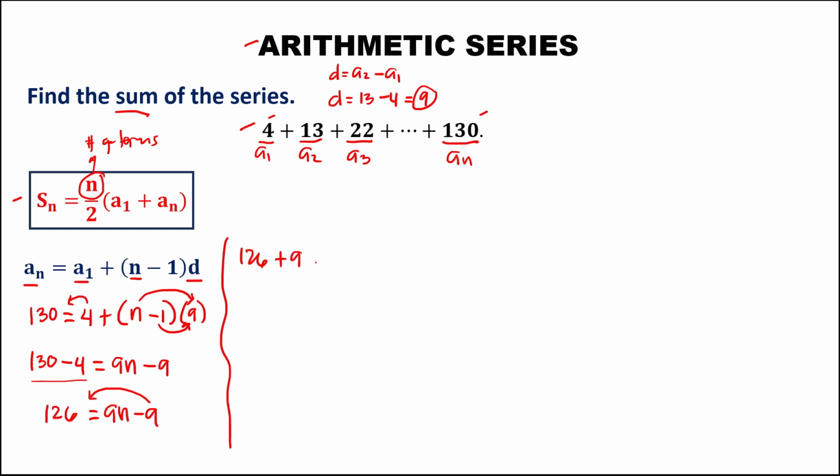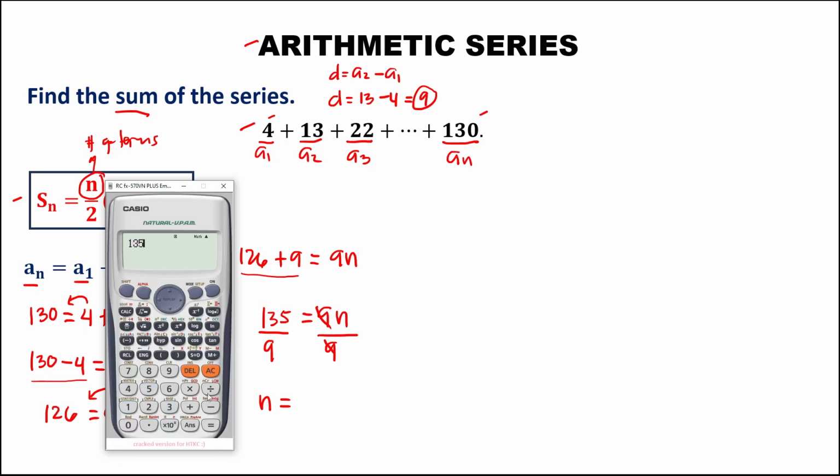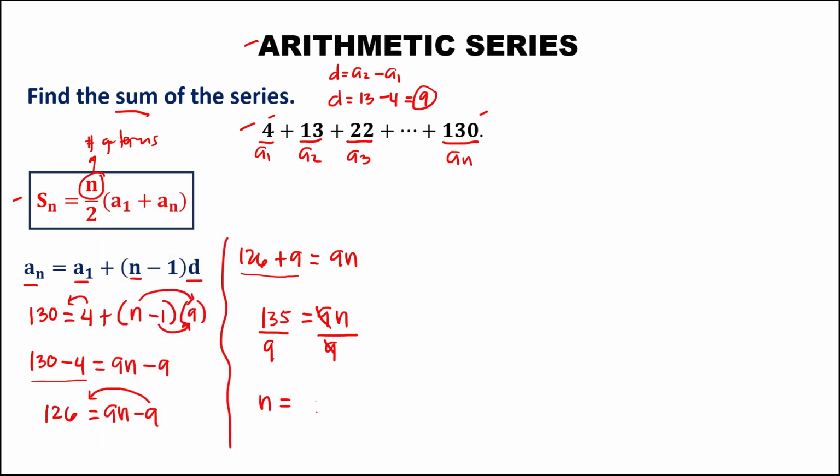Transpose this negative 9 to the other side. So this becomes positive 9, then equals 9n. And this 126 plus 9, so we have 135 equals 9n. Then to solve for n, divide both sides by 9. So we have n equals 135 divided by 9. So that's 15. So therefore, there are 15 terms in the series.